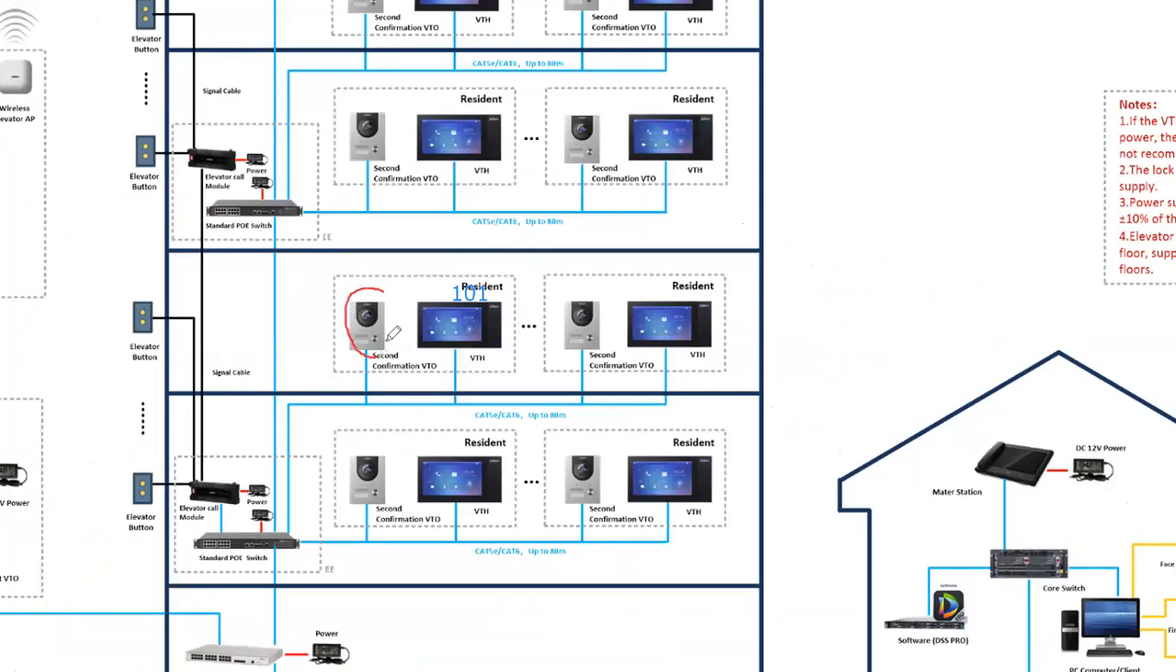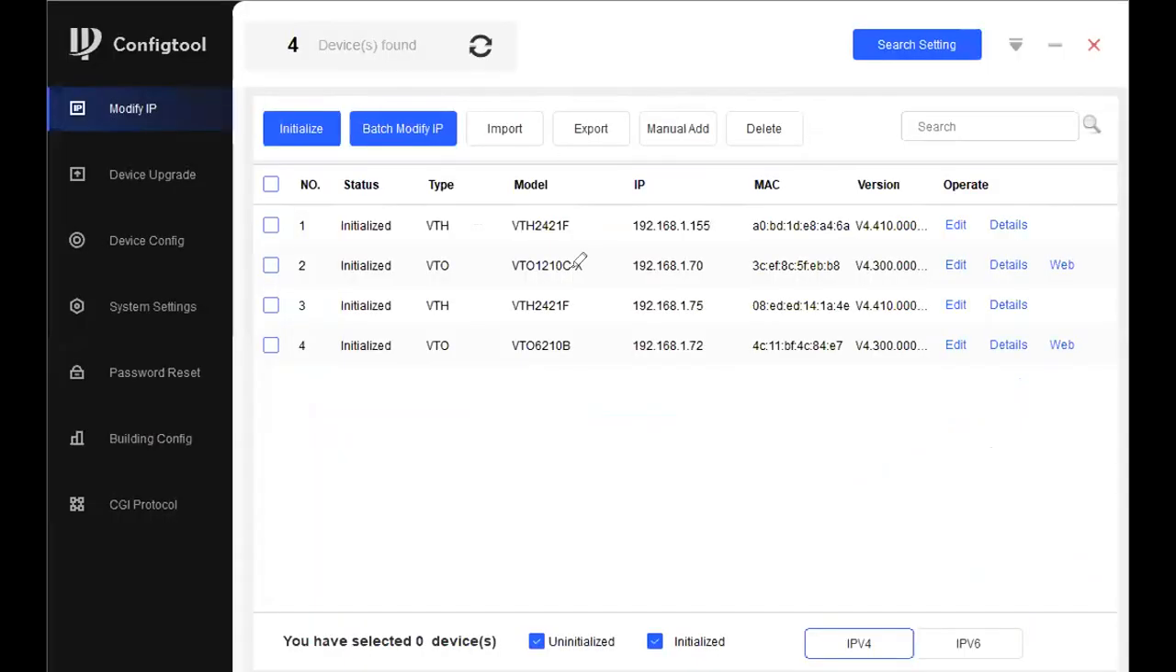So this one is the one that is immediately outside the door of a person, and this one is inside the door. Each door has this one. For our case, we are going to configure one of the VTO, this VTO .72, to mimic one of those scenarios. So how do we go about that?